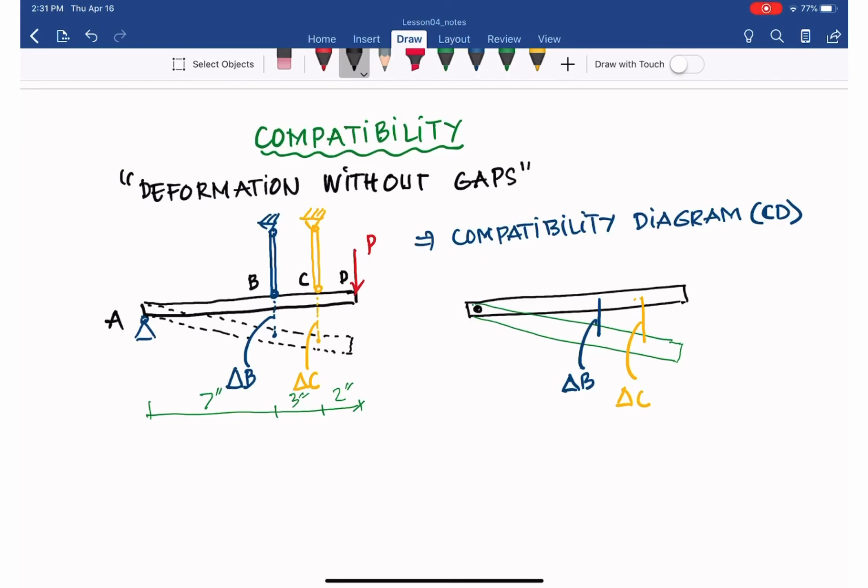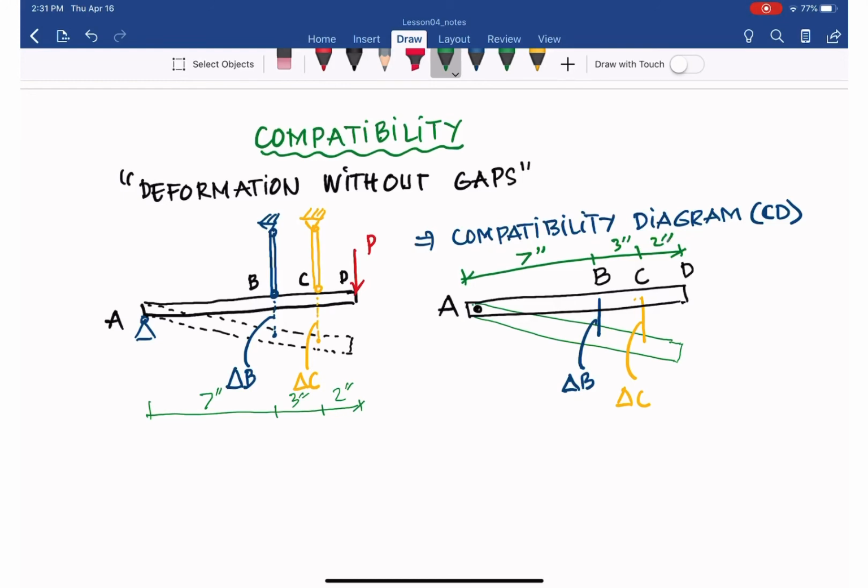Support pin A is not changing the vertical elevation because that is a pin. So you have B and C and D. With that dimension, the whole thing is 12 inches, and then 7 inches, 3 inches, and 2 inches.